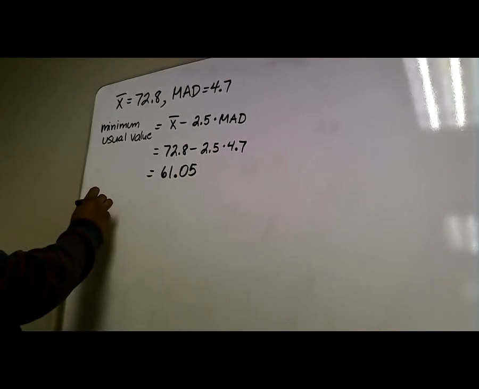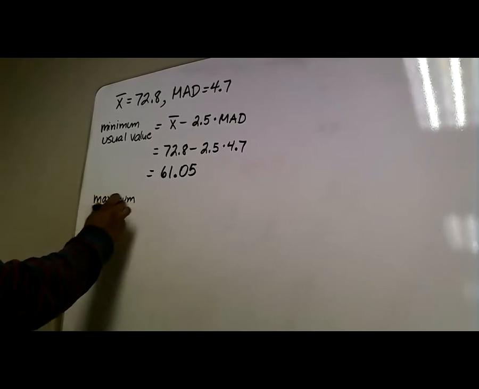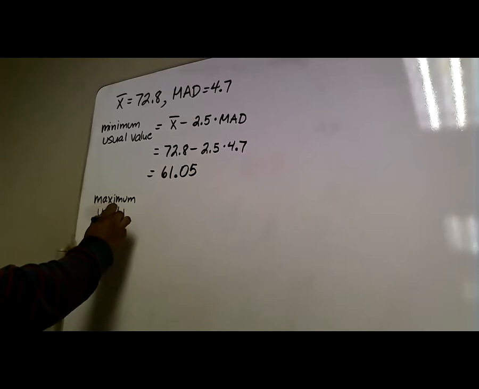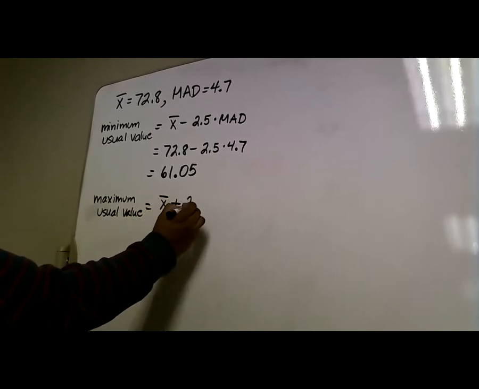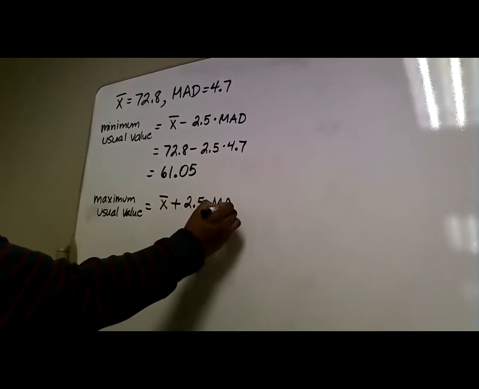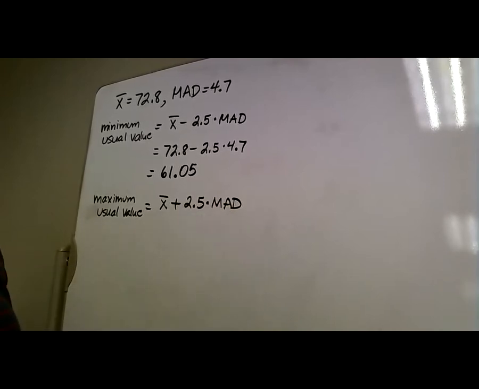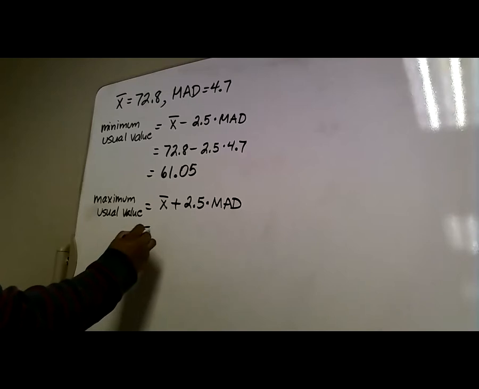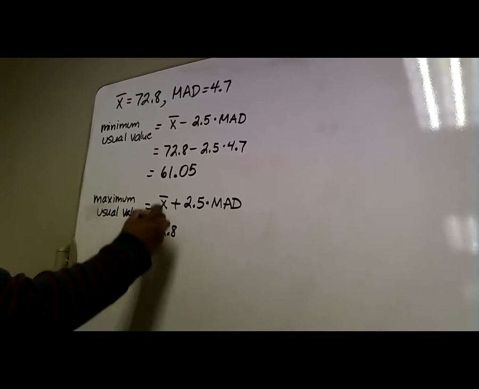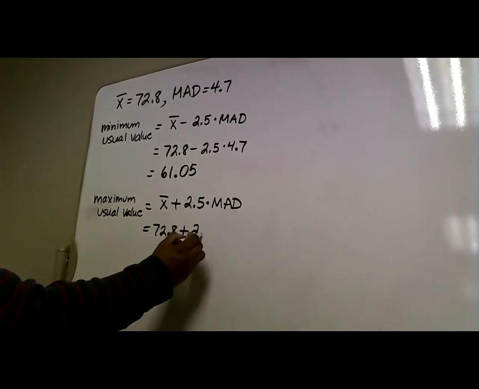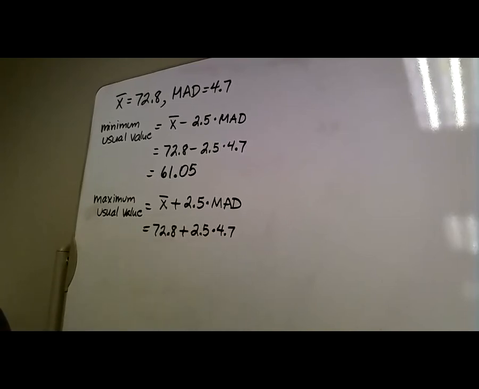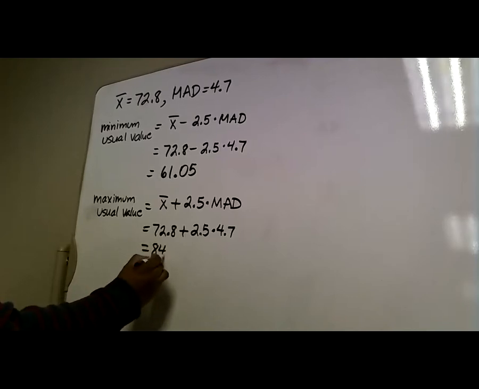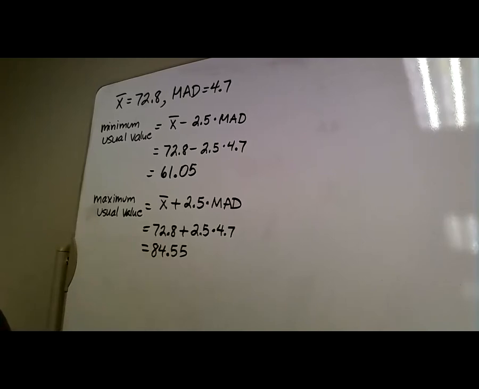And now for the maximum usual value. We do x bar plus 2.5 times the mean absolute deviation. Because these are the same numbers, but here you're just going to have a plus sign in between. So when you do 72.8 plus 2.5 times 4.7, you'll get 84.55.